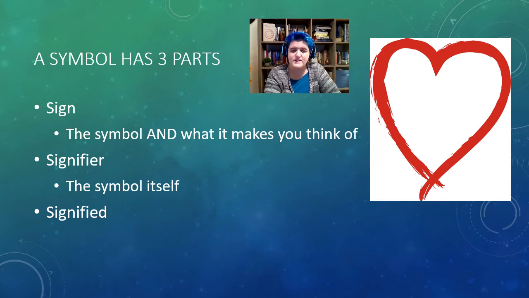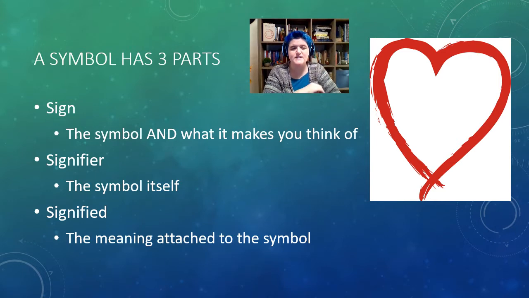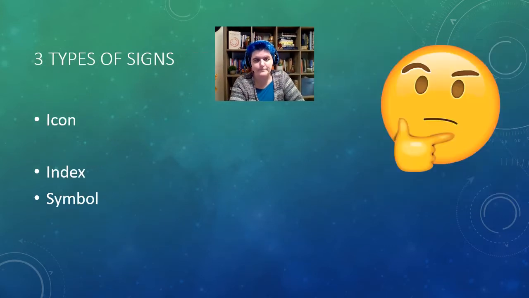The signifier is the symbol itself. So in this case, this particular shape. And the signified is the meaning that's attached to the symbol. So here, love, right? So the sign is both parts. The signifier is the symbol, and the signified is the meaning attached to it. We'll come back to that in a little bit.